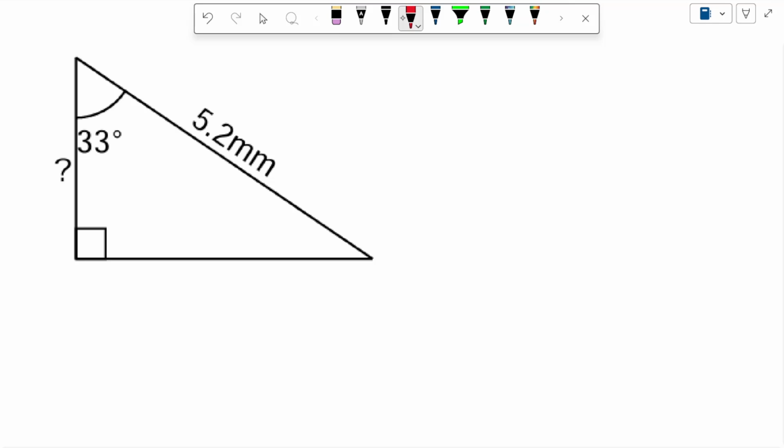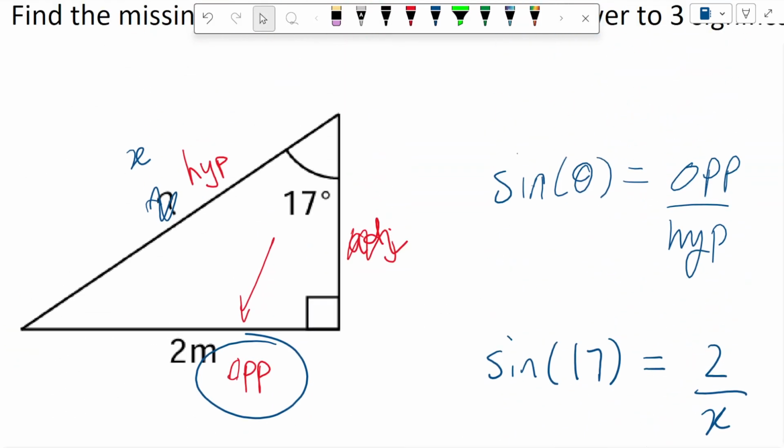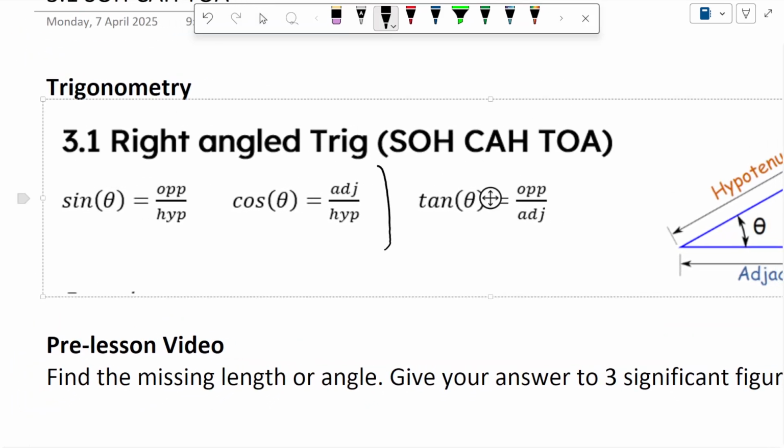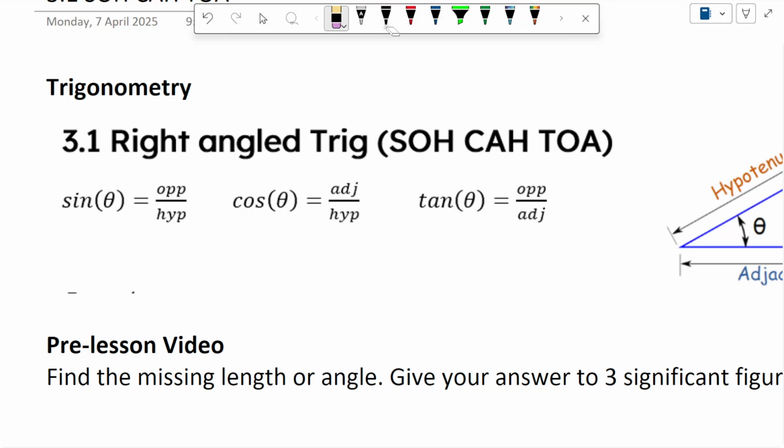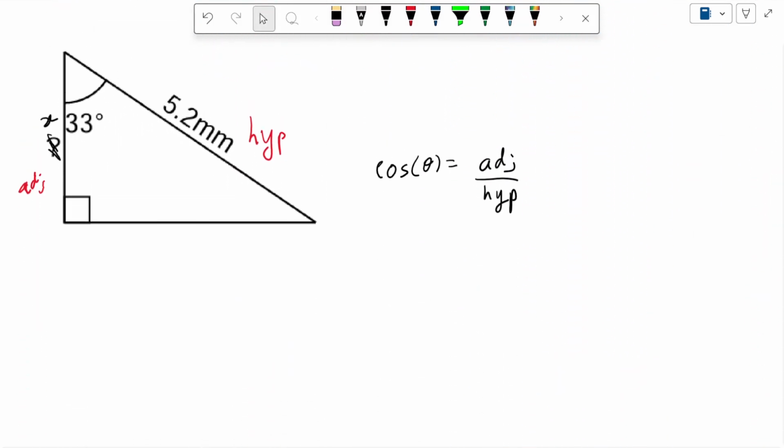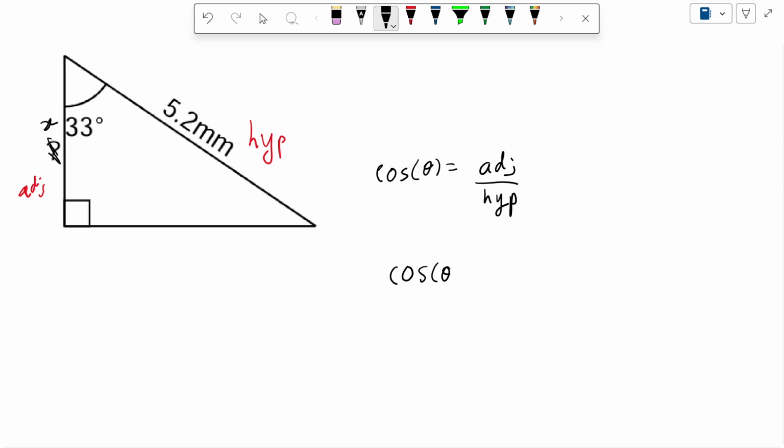Next triangle we've got, I care about the adjacent and I care about the hypotenuse. So I care about those two sides. I don't really care about the opposite there. We'll call this question mark thing x again. And so you're going to get cos of theta is the adjacent over the hypotenuse. Because we've got adjacent and hypotenuse, we're using this ratio because this is the one that doesn't have opposite in it. Okay, once we've got that, you're just going to say that cos of 33 is the adjacent, so that's x over 5.2.